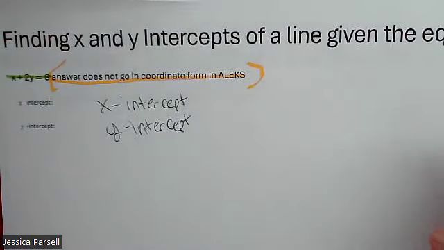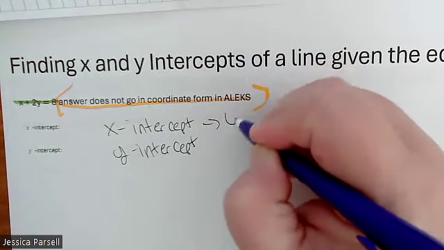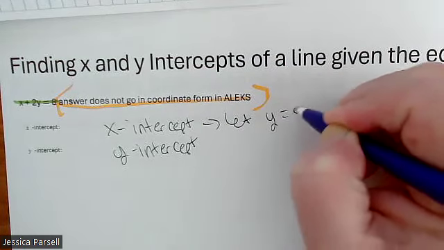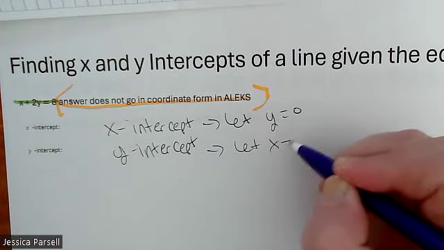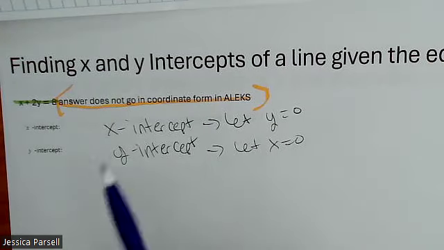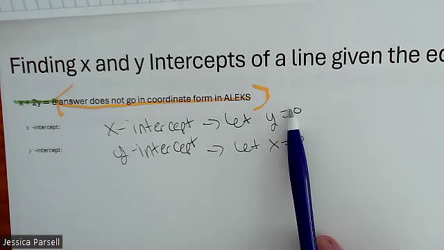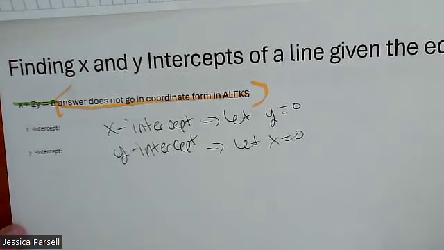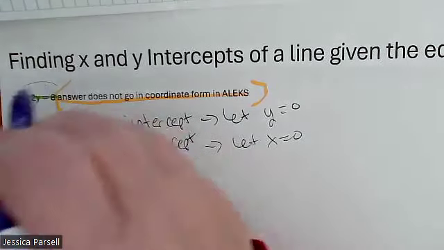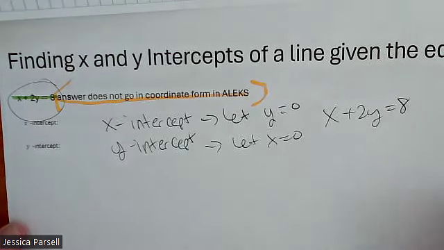So let's write that down here. Intercept, to find the x-intercept, you're going to let y equals 0. To find your y-intercept, you're going to let x equals 0. So it's kind of the opposite. If you want to know where your line intersects with the x-axis, let y be equal to 0. If you want to know where your line intersects or intercepts with the y-axis, you're going to let x equal 0. So we're going to go back to this equation here. X plus 2y equals 8.